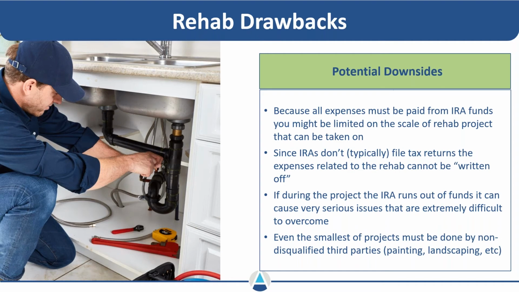So make sure that you're hiring all what we call non-disqualified third parties to do the work. That could be painting and landscaping and laying floors. And the IRS doesn't have any requirement that this individual is a general contractor. So if you're looking to individuals to do the painting and so on, you certainly can do that. But again, make sure that they're unrelated to you and they're not considered a disqualified party when it comes to your IRA. That's very important.